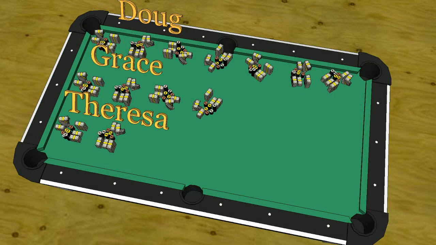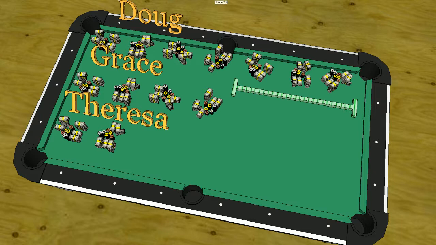I've got Doug, Grace, and Teresa, who have each been kind enough to put their pile of cash on the pool table here. I don't know how much each one of these is, but I do know that Doug made $24 more than Grace. So I know that these 3 piles are worth $24.